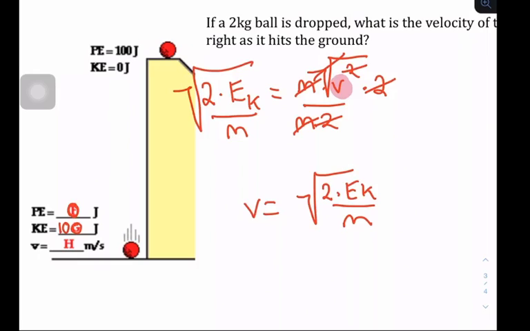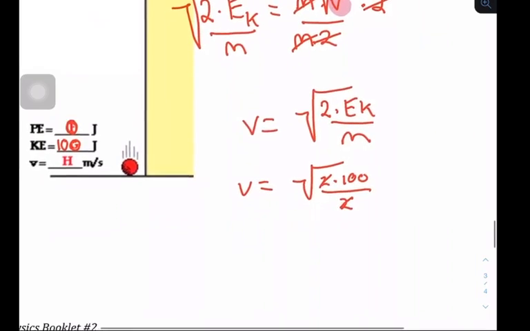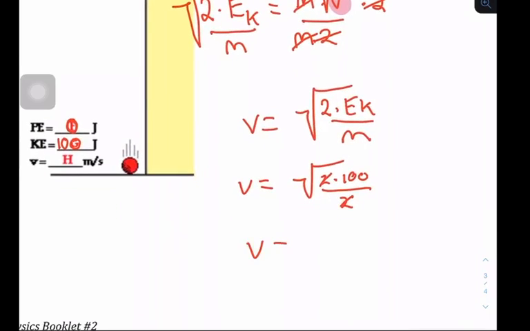Two times 100 is 200, divided by 2 is 100. So I'll just write out the math. 2 times 100 is 200, but we have to divide by the mass, which is also 2. That pretty much cancels out. Velocity is equal to the square root of 100. Velocity is equal to 10. The terms that we're being asked to find out are in meters per second.